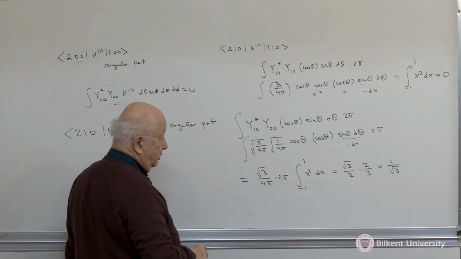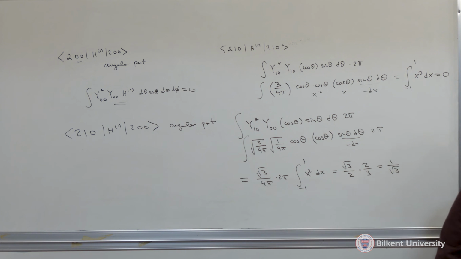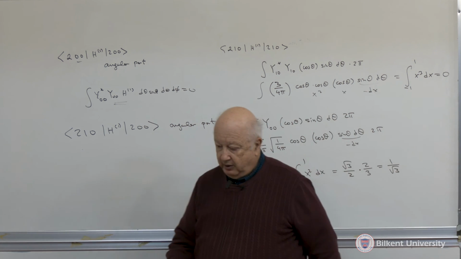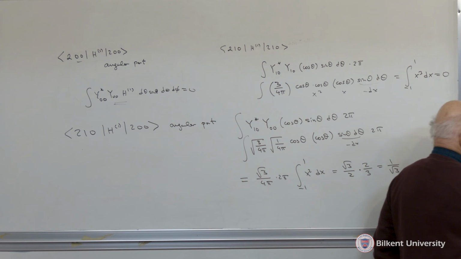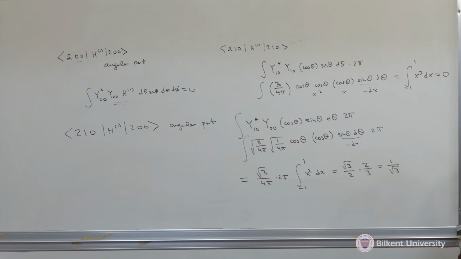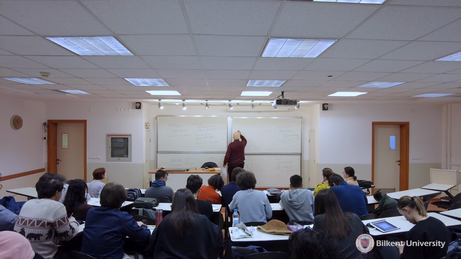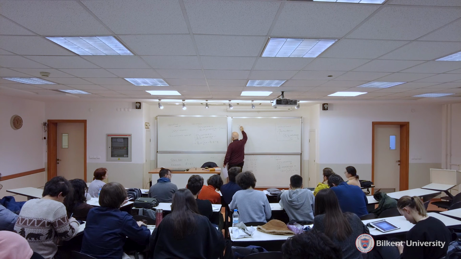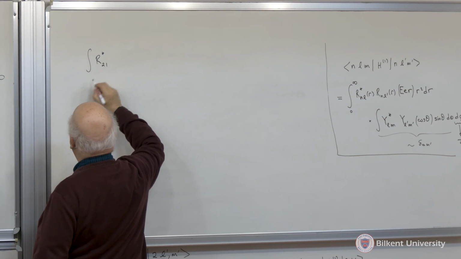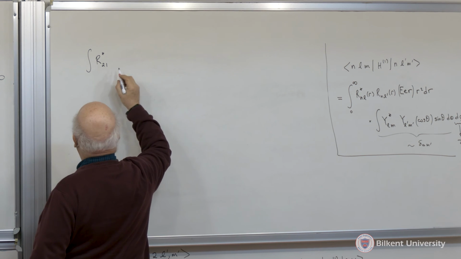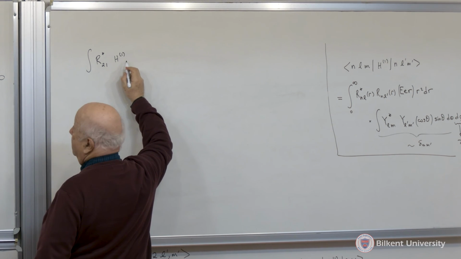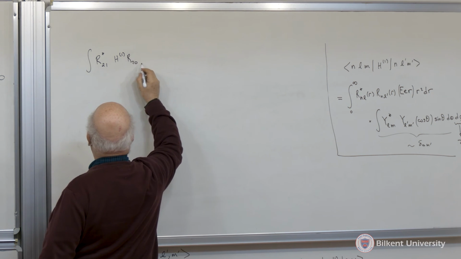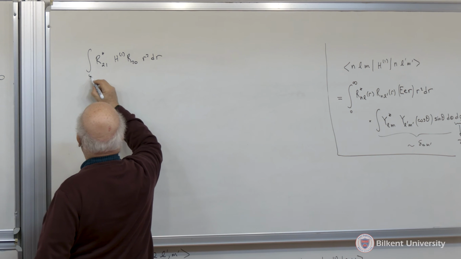Now, what about the radial part? So the radial part is going to be, now I need the radial functions. Okay, so the radial part is going to look like R21, complex conjugate technically, but these are real, H1, and R20, I have r squared dr, 0 to infinity.